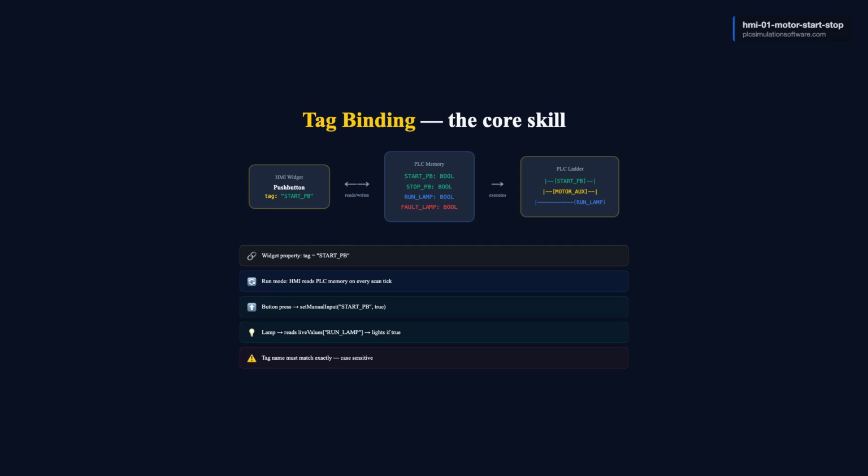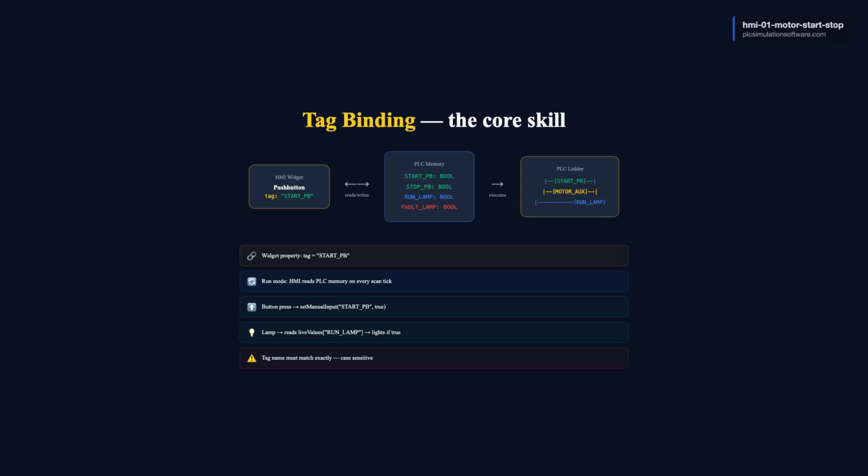In a real industrial HMI like Ignition or FactoryTalk View, you browse a live OPC UA tag server and pick from a list. In this browser builder, you type the tag name directly from the I/O table shown on the right side of the screen. The motor start tag is start. The motor stop tag is stop. The run indication output tag is motor_run. The fault tag is fault. Those 4 tags are the foundation of the motor start stop HMI.